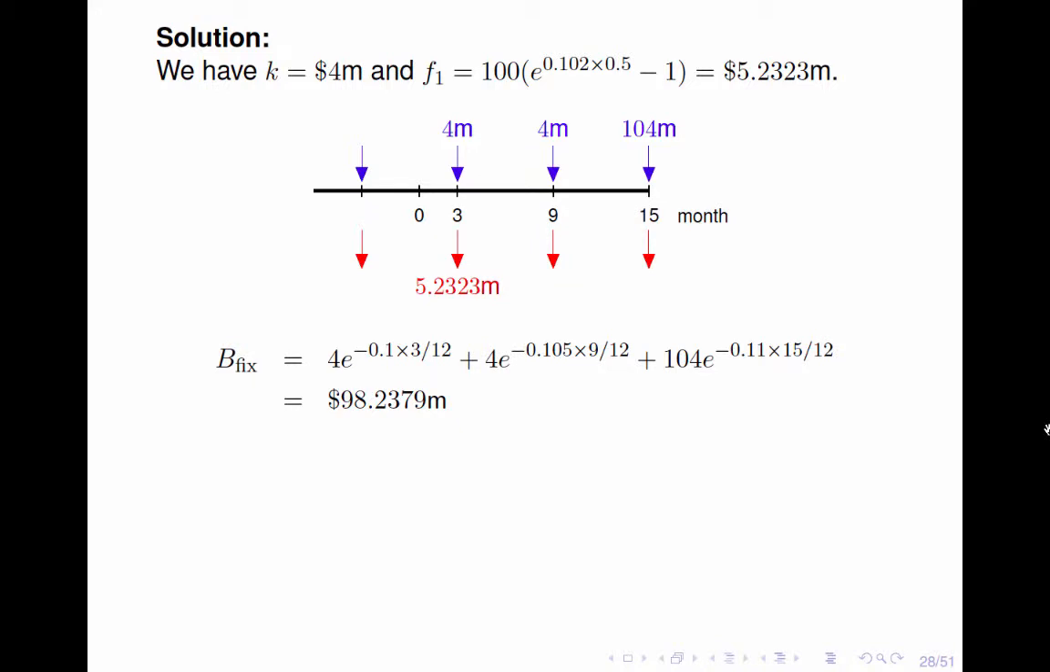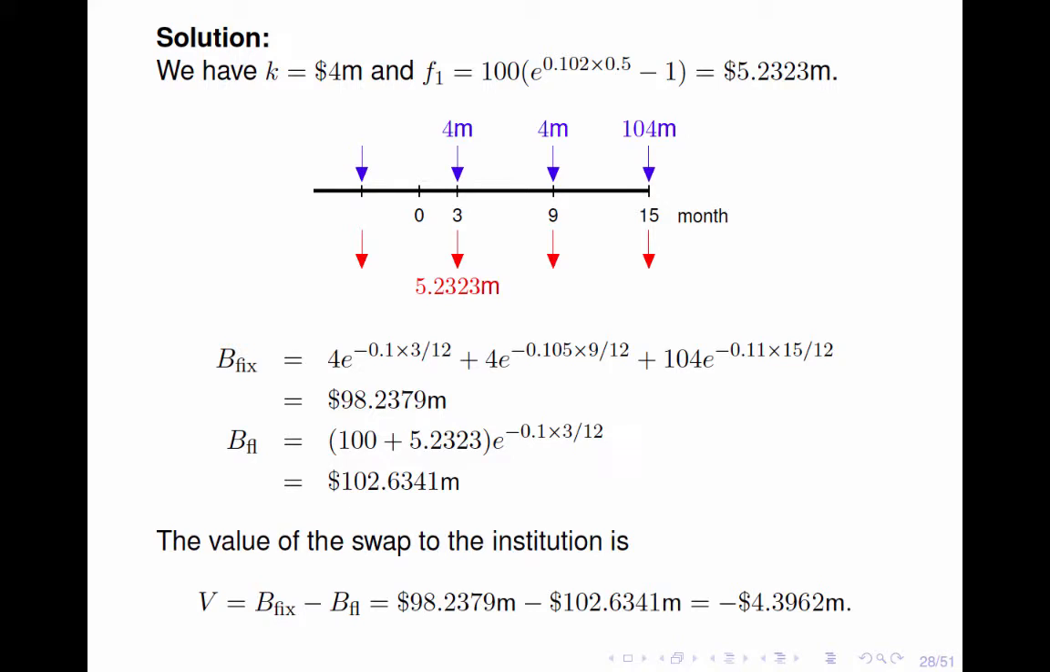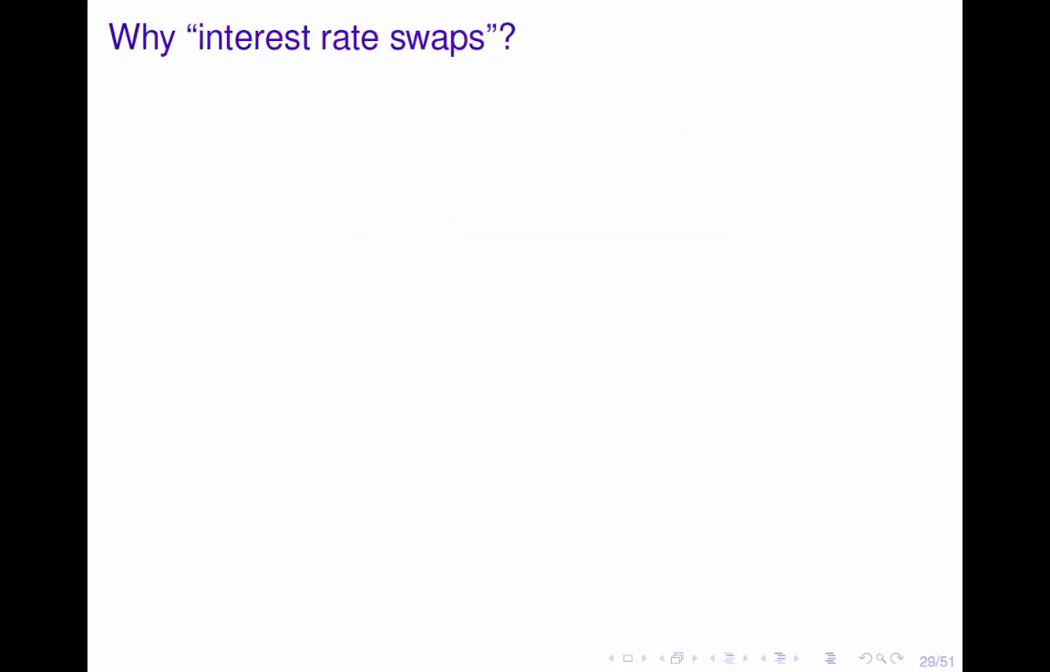Then, we can calculate the value of the fixed rate bond, that is, the sum of the discounted cash flows in blue. The discount rates used are the 3 months, 9 months, and 15 months maturities floating rates respectively. The floating rate bond value, as we have analyzed earlier, is the discounted sum of the principal and the next floating payment F1. Since the institution receives the fixed rate and pays the floating rate, the value of the swap to it is the value of the fixed rate bond minus the value of the floating rate bond, that is, minus $4.3962 million.